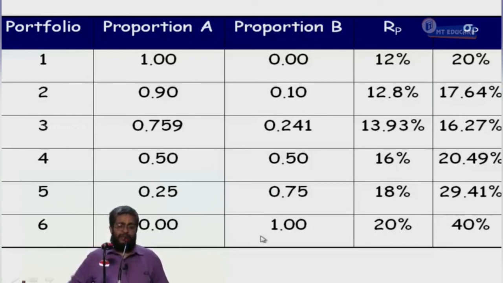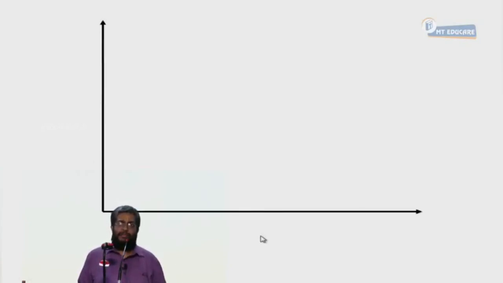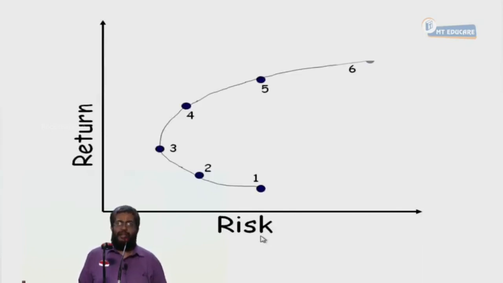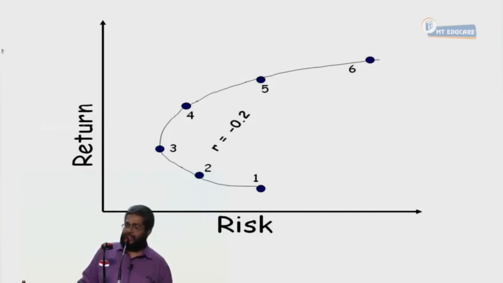Point number 3. This is the reason why, in the diagram below, we'll draw it later, the curve moves upwards and leftwards, because the return increases and the risk decreases.